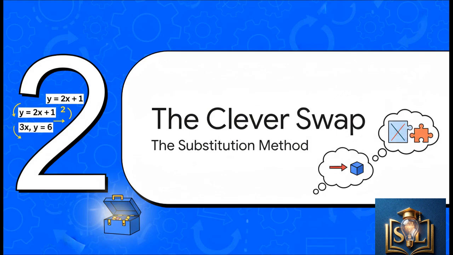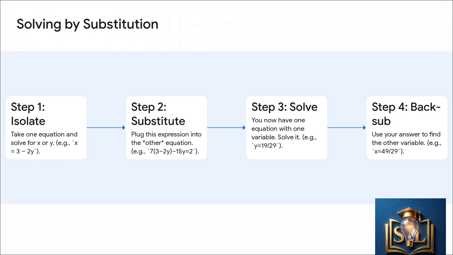So, to get that perfectly precise answer, we need to get algebraic. Let's move on to our next tool, the clever swap, which you probably know as the substitution method. This is our first real algebraic tool, and it's built on a really simple but incredibly powerful idea. We're going to use one clue to redefine a piece of the other clue. So how does it work?